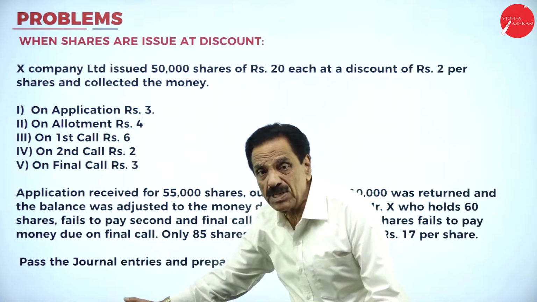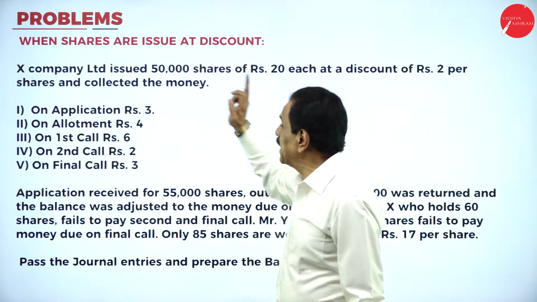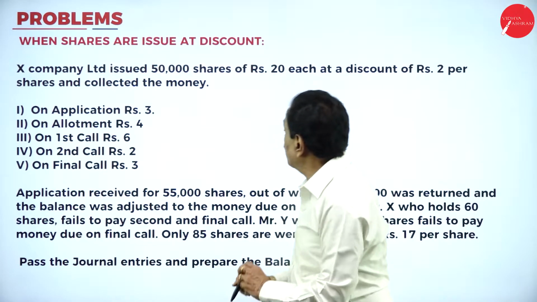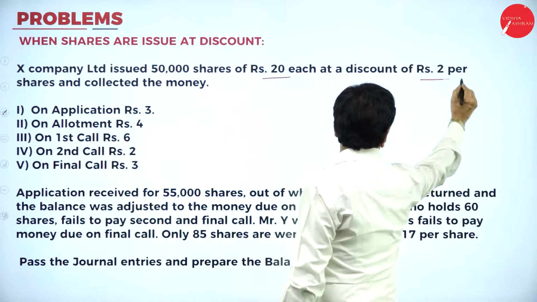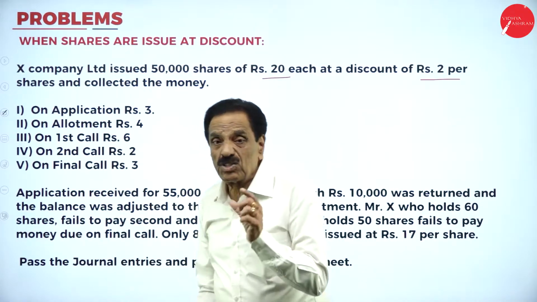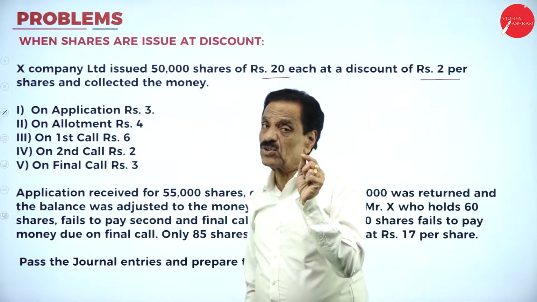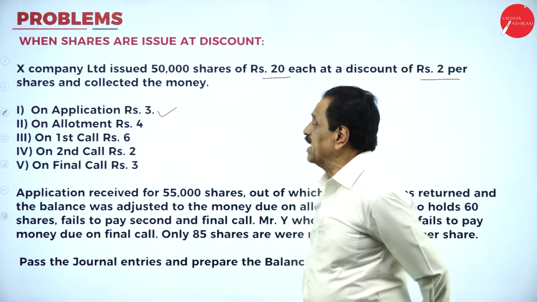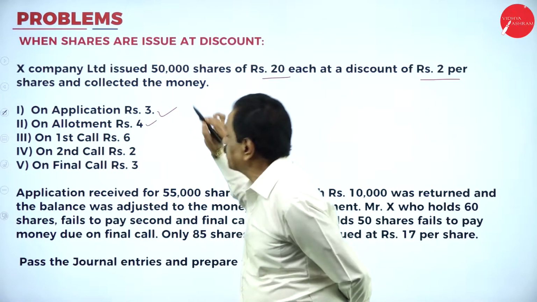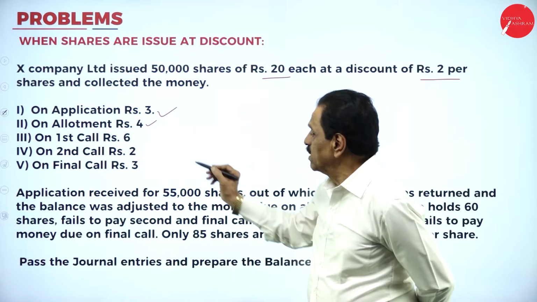This is a problem, share at a discount. If you see the problem, you can understand. X Company Limited issued 50,000 shares of 20 each at a discount of 2 rupees per share. What is your face value? 20. At a discount of 2 means it is issued at rupees 18 only. So they issue 3 on application, 4 on allotment, 6 on first call, second call rupees 2, 3 rupees on the final call.